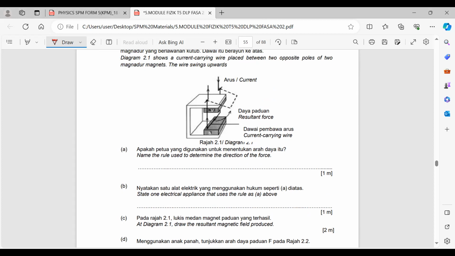Okay, so at diagram 2.1, draw the resultant magnetic field produced. Draw the resultant magnetic field produced. So when they say draw the resultant magnetic field, what are they asking?